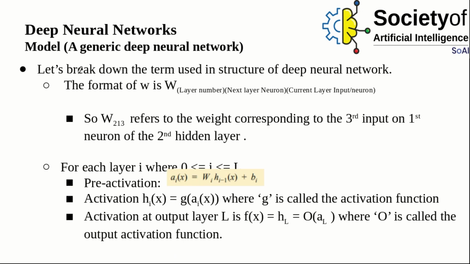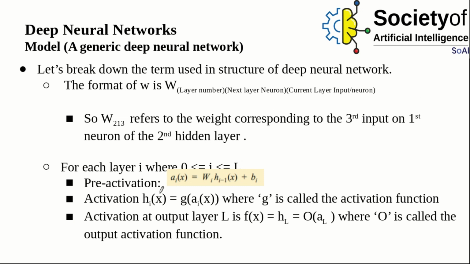So let's break down the terms used in the structure of the DNN. The format of W is W, layer number, next layer neuron, and the current layer input or neuron. So the W213 term here refers to the weight corresponding to the third input on the first neuron of the second hidden layer.